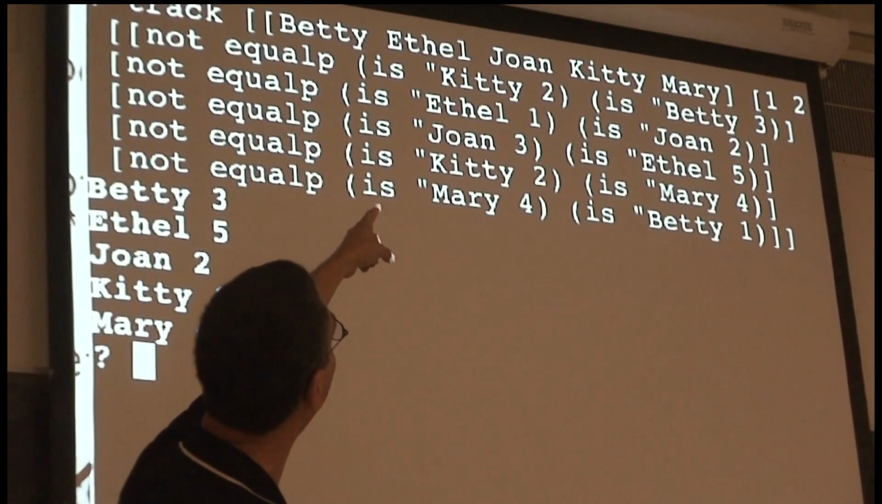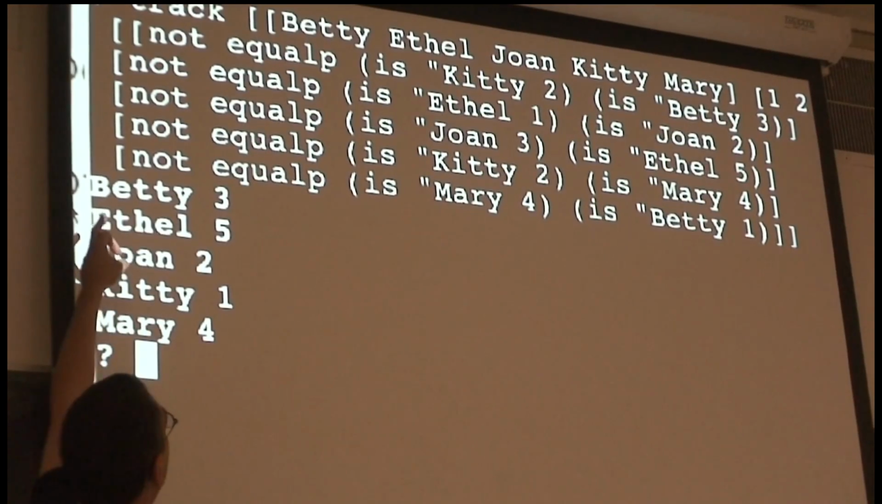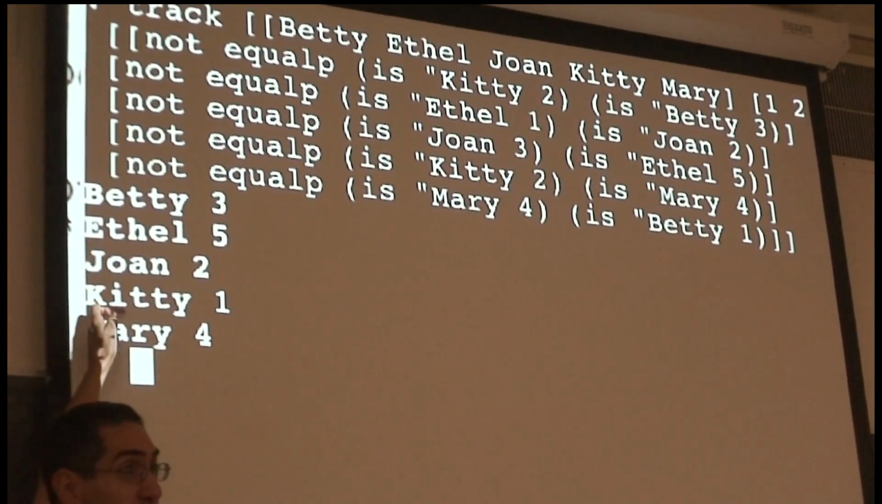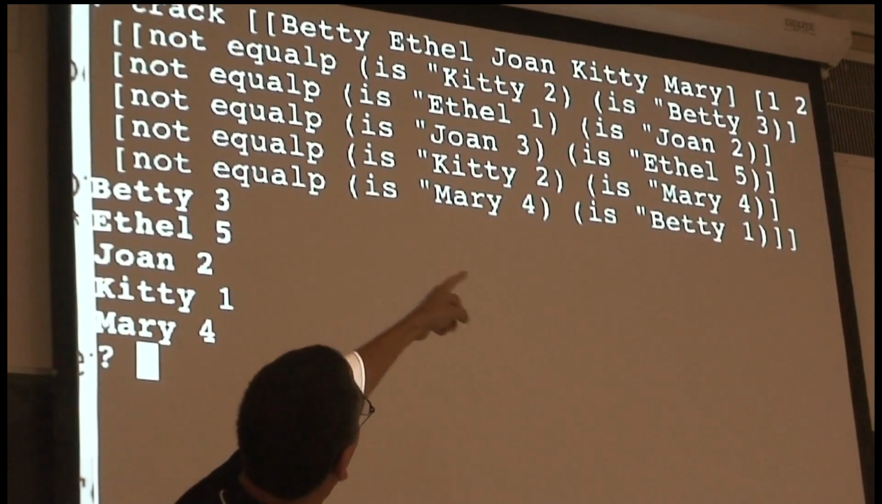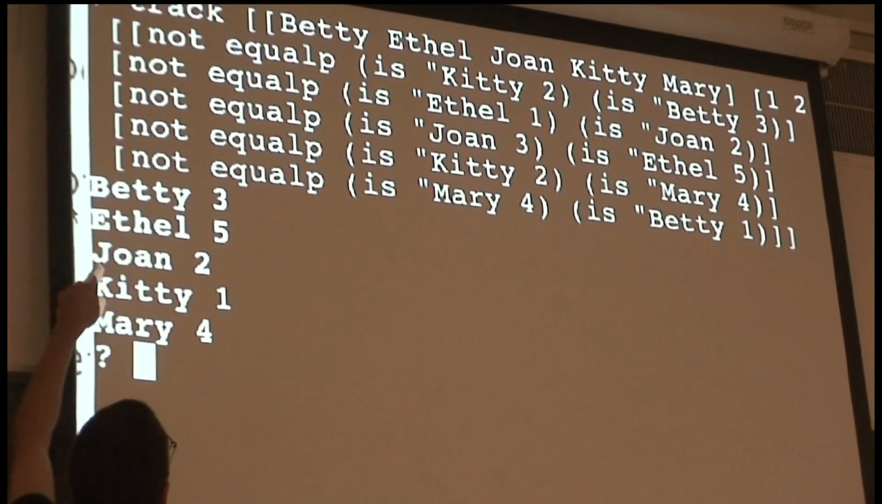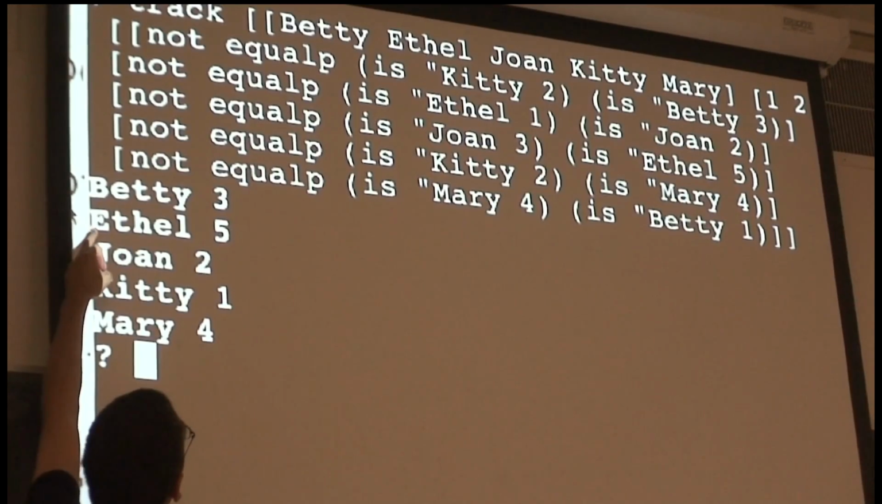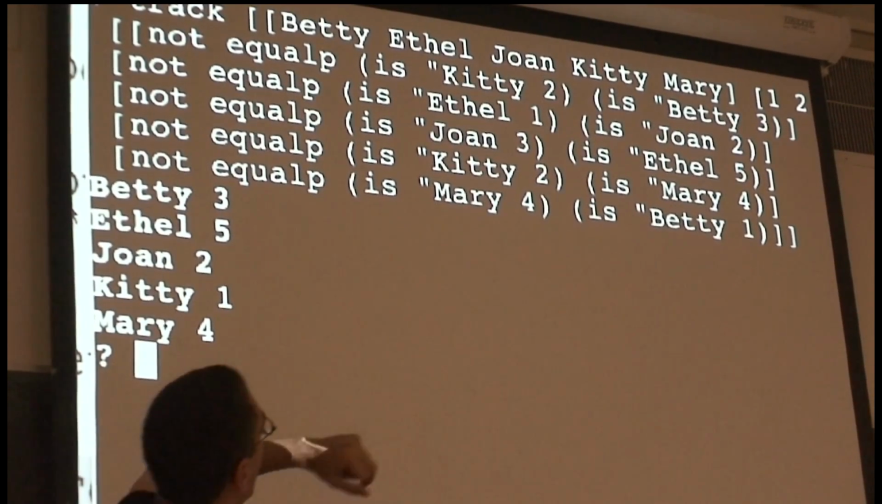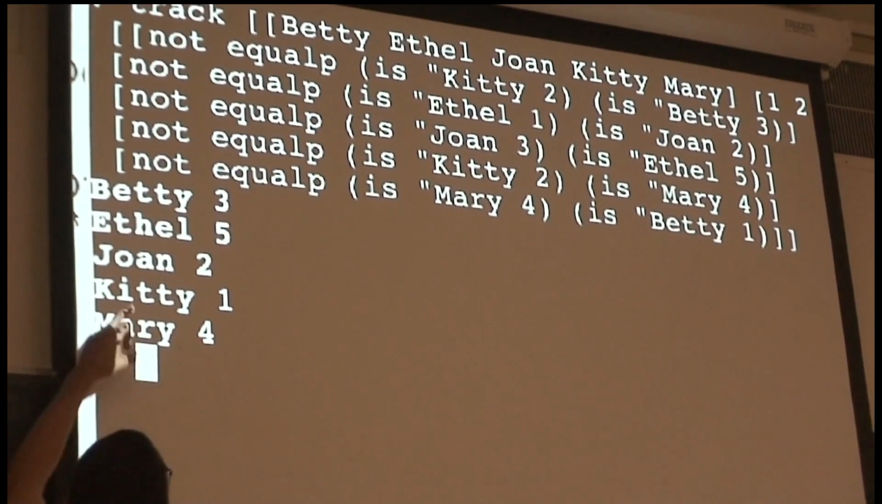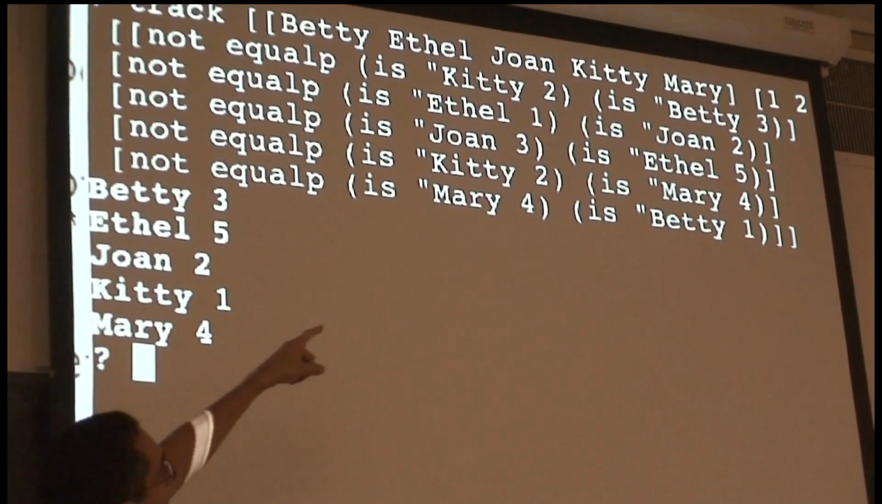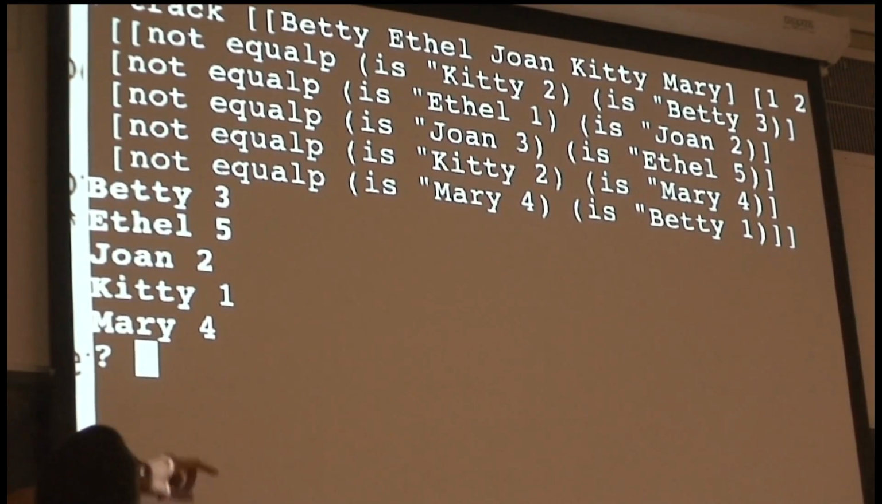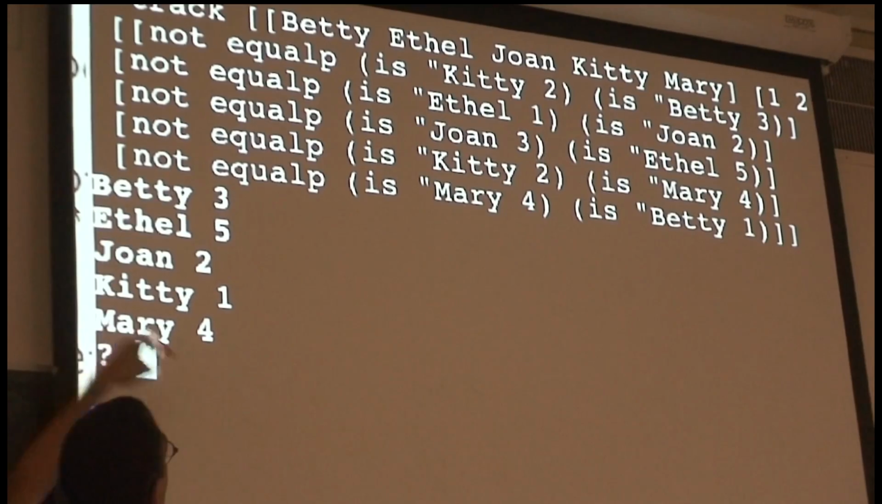Betty, so the first one says Kitty 2, Betty 3. Betty 3, Kitty 1. Nope, only one of those was true. Ethel 1, Joan 2. Ethel 1, nope, but Joan is 2. Got that case. Joan 3, Ethel 5. Ethel 5, correct. Joan 3, that's incorrect, so that's perfect. Kitty 2, Mary 4. Nope, Kitty is 2, but Mary is 4. And the next line is Betty 1, Mary 4. And Betty is not 1, but Mary is 4 again.